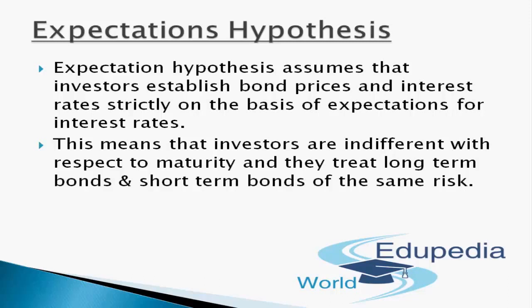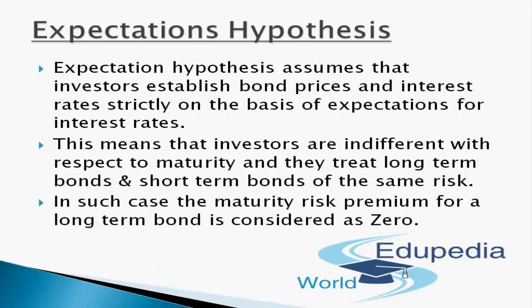However, having said that, that is not actually the case. One has to look out for maturity, keeping in mind that long-term bonds cannot be treated as equivalent to short-term bonds. They have different maturities. Definitely that is going to impact the bond pricing as well. In such a case, in the expectations hypothesis theory, the maturity risk premium for a long-term bond is considered as 0.